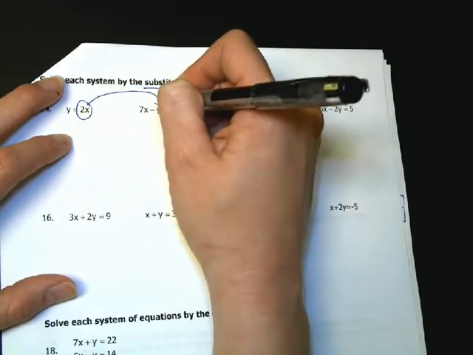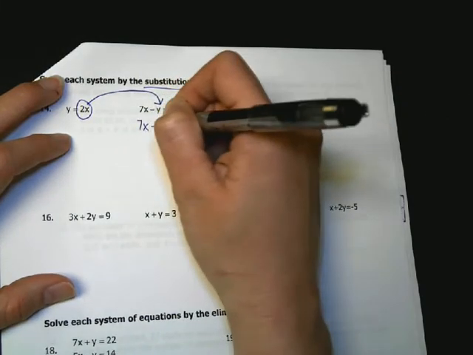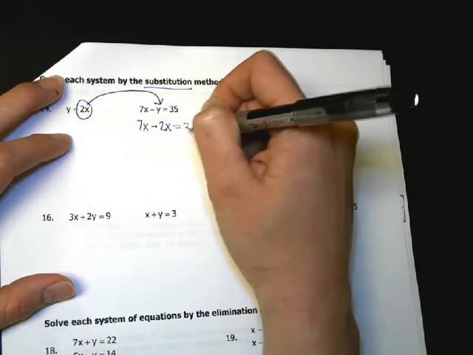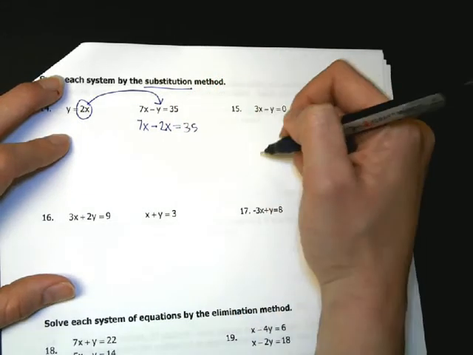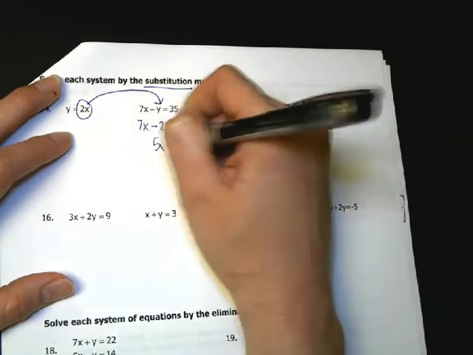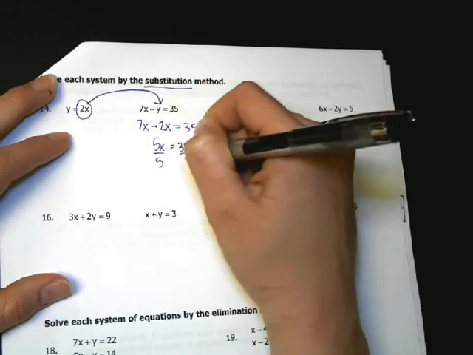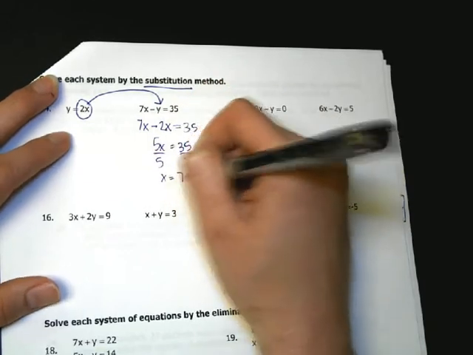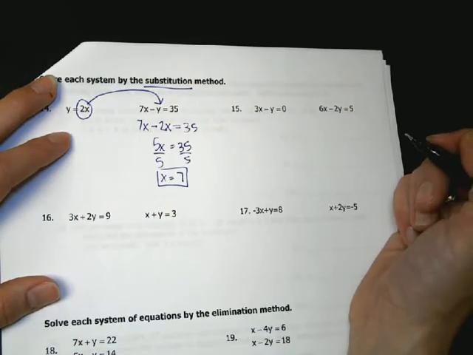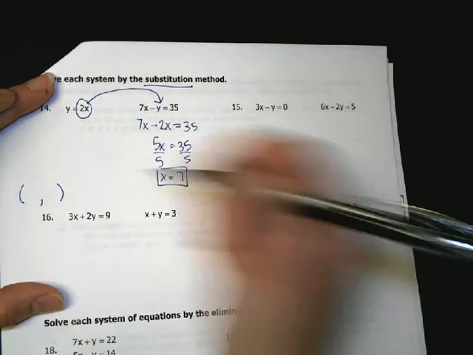So 7x minus 2x equals 35. And then I solve for x. 7x minus 2x is 5x equals 35. Divide by 5, divide by 5. So x equals 7. And that's part of my solution to my system. We remember that all systems have a coordinate answer. So it's going to be x comma y. In this case, the x is 7.